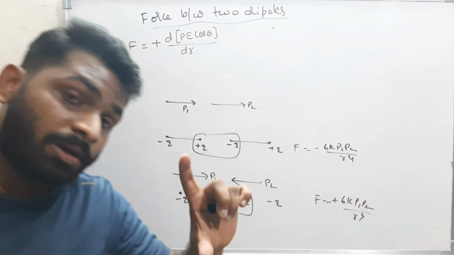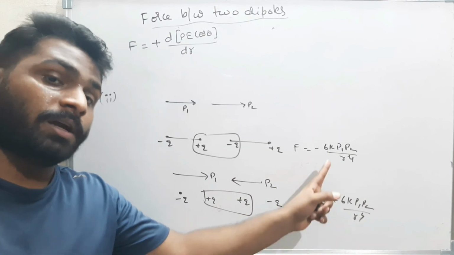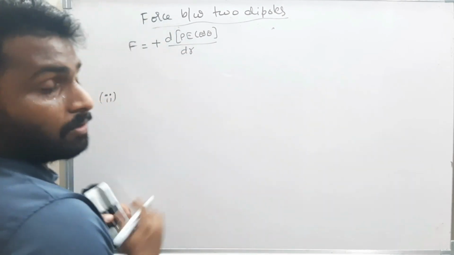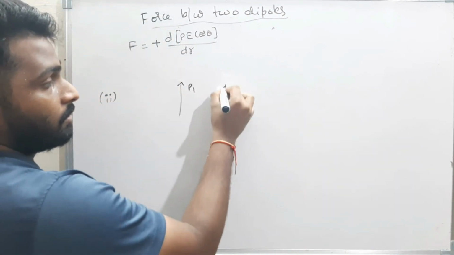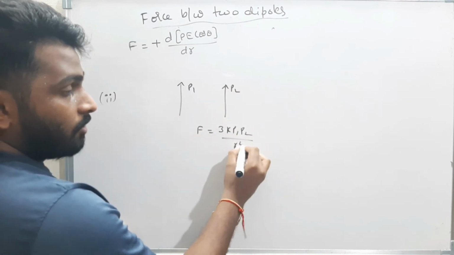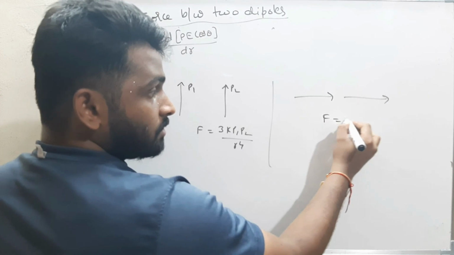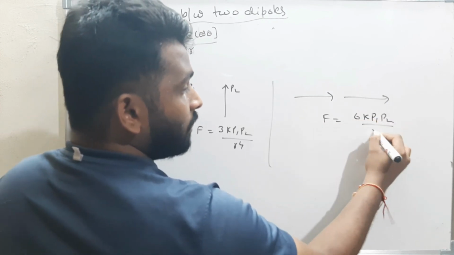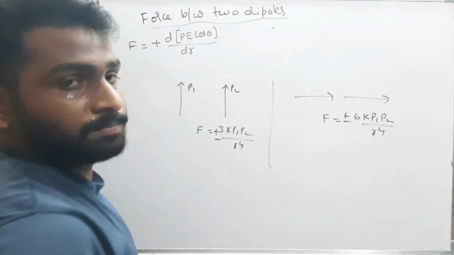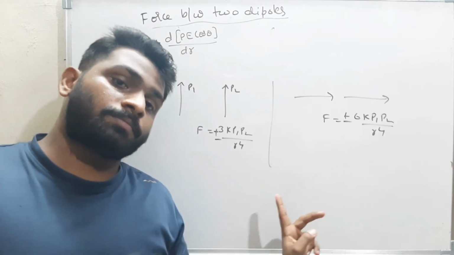That's all. If you have any doubt, you can transform these dipoles into this form and find whether it is attraction or repulsion. Attraction means negative, repulsion means positive. And this is clear. Okay, this is the final thing. When the dipoles were in the first arrangement, the force is 3k P1 P2 by r to the power 4. If the dipoles are like this, then the force is 6k P1 P2 by r to the power 4, plus or minus depending on direction. Remember the force values. They are very important.